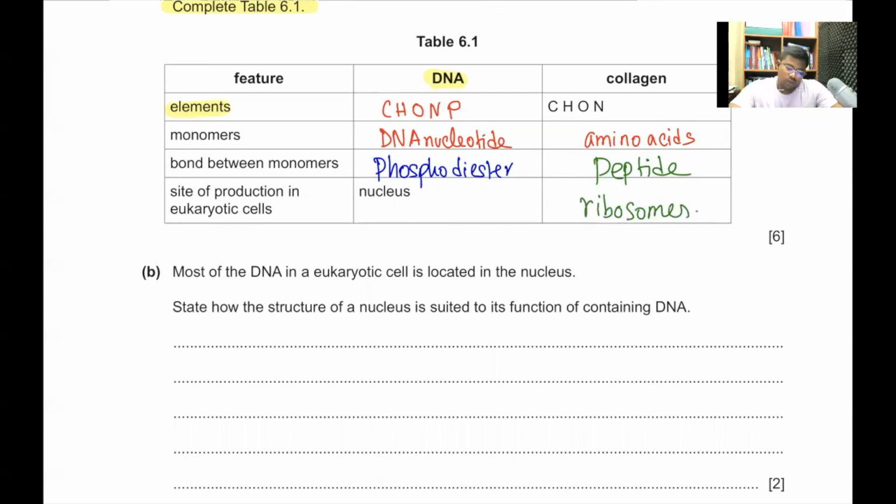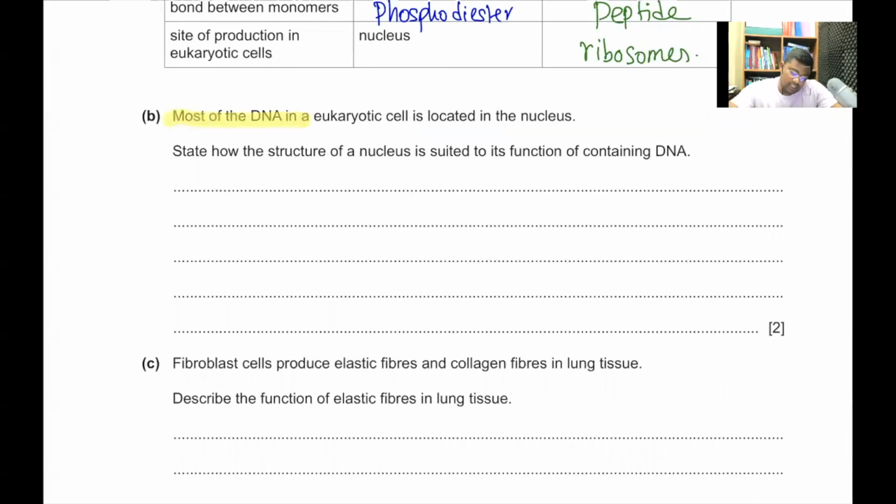Guys, each point has 1 mark. Most of the DNA in a eukaryotic cell is located in the nucleus. State how the structure of the nucleus is suited to its function of containing DNA. We know the nucleus has a nuclear envelope which has a double membrane. The nuclear pore allows small molecules to pass through. However, the DNA is too large to pass through, and the envelope protects the DNA from hydrolytic enzymes that are available in the cytoplasm.